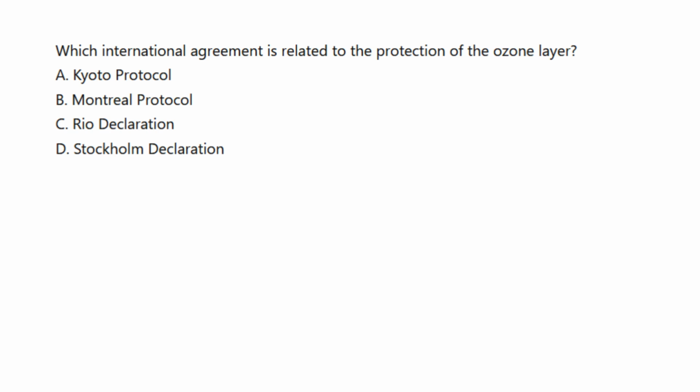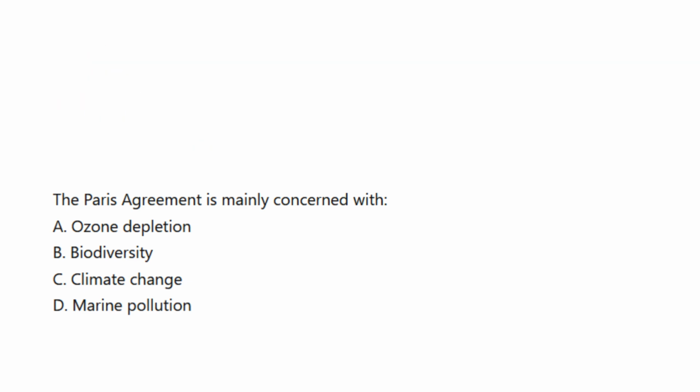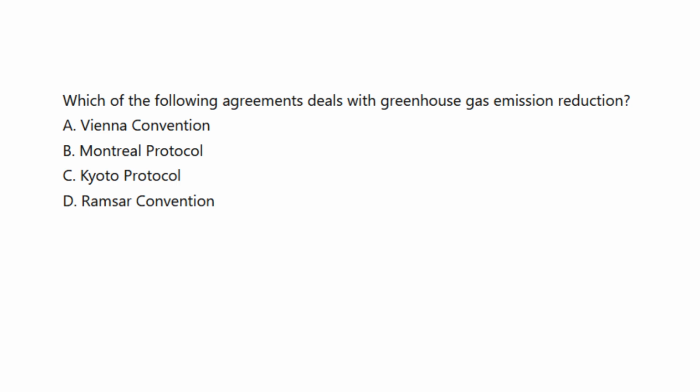Which international agreement is related to the protection of the ozone layer? Option A, Kyoto Protocol, B, Montreal Protocol, C, Rio Declaration, D, Stockholm Declaration. The answer is option B, Montreal Protocol. The next question is, the Paris Agreement is mainly concerned with option A, ozone depletion, B, biodiversity, C, climate change, D, marine pollution. The answer is option C, climate action. Which of the following agreements deals with greenhouse gas emission reduction? Option A, Vienna Convention, B, Montreal Protocol, C, Kyoto Protocol, D, Ramsar Convention.